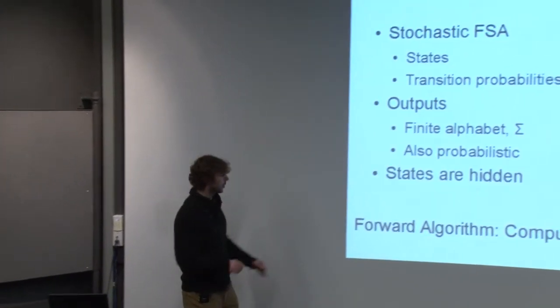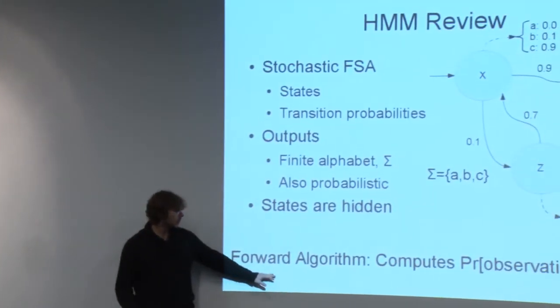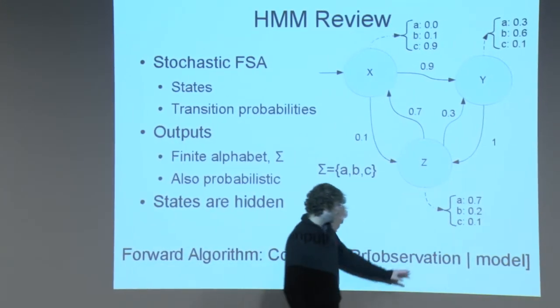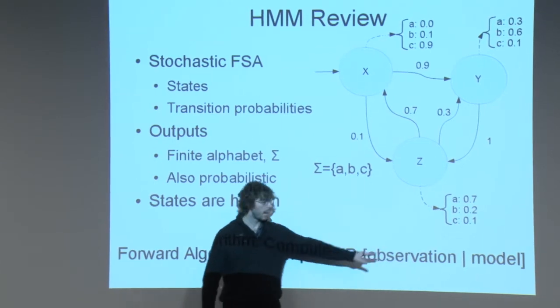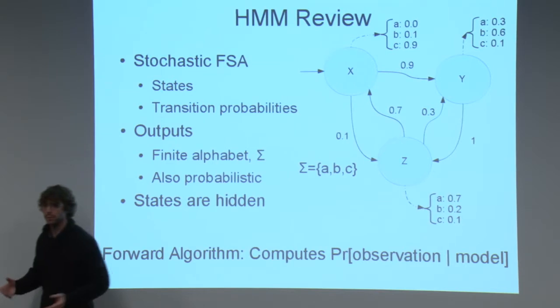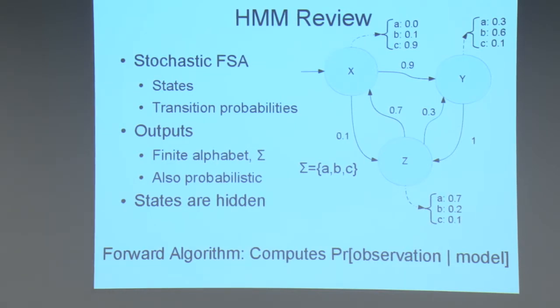And there is an algorithm called the forward algorithm that computes, given the model and an observation, the probability that that model would generate that observation. You don't need to know what the forward algorithm is. We're just going to use it as a black box. We didn't have to tweak it at all.